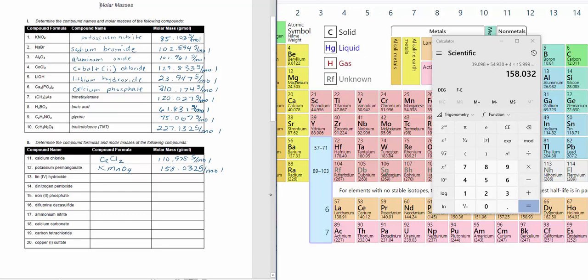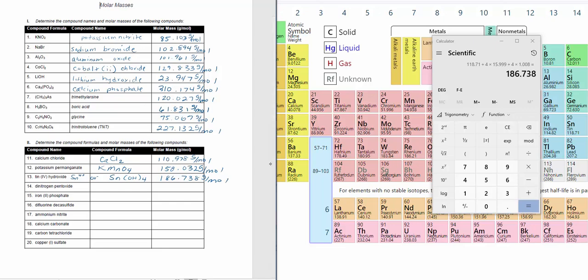Tin 4 hydroxide. So we're told that the tin is going to be in the 4 oxidation state, and hydroxide is a -1. So that means in order to make this compound, we must have 4 hydroxide units. So tin has a mass of 118.71, and we're going to add to that 4 oxygen atoms, so 4 times 15.999, plus 4 hydrogen atoms, so 4 times 1.008. And I get a molar mass of 186.738 grams per mole.